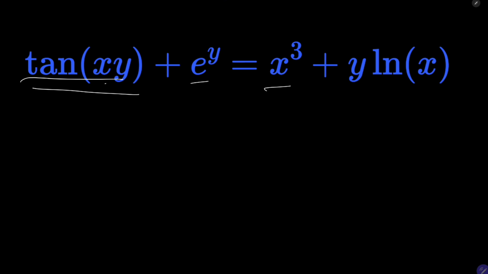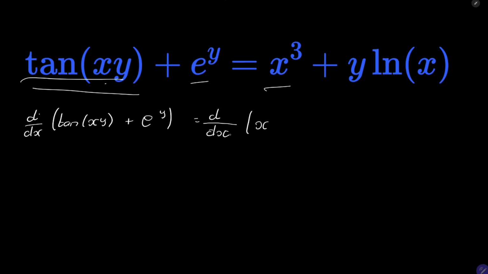So what's the next step? The next step is to apply differentiation with respect to x on both sides of the equation. So let's work that out. This leaves us with d/dx of (tan(xy) + e^y) equals d/dx of (x^3 + y ln x).